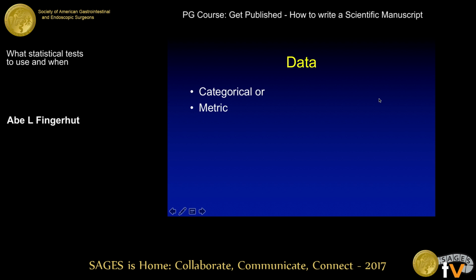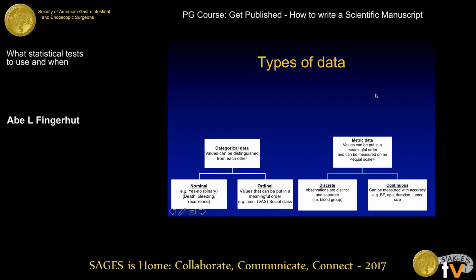You have to understand and remember, it's very easy, that the type of data dictates what statistic you use. You have categorical or metric data. Categorical data are values that can be distinguished one from another, either because of the name, it's yes or no. This is called nominal data. The patient died or did not die. He bled, he did not bleed. He had a recurrence or not. Or, in the categorical data, ordinal. In other words, values that could be put in a meaningful order, for instance, the VAS score, the visual analog score for pain.